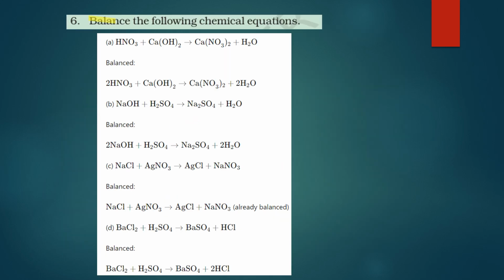Next question says, balance the following chemical equations. Okay, so this chemical equation is given to you and you have to balance this. First, you can check if all the atoms are equal on both the sides. Like suppose we check Ca, one Ca is here, one Ca is here, right?